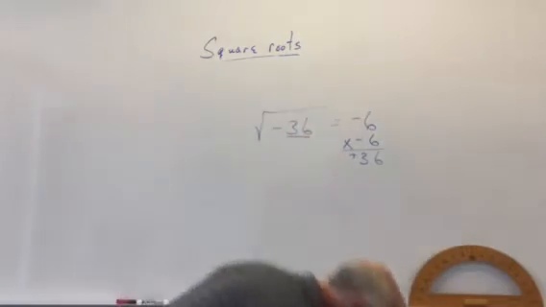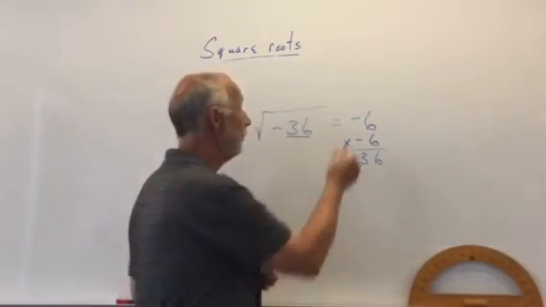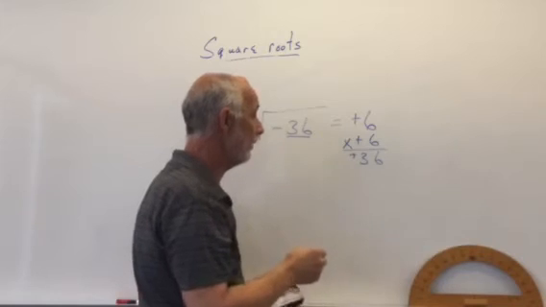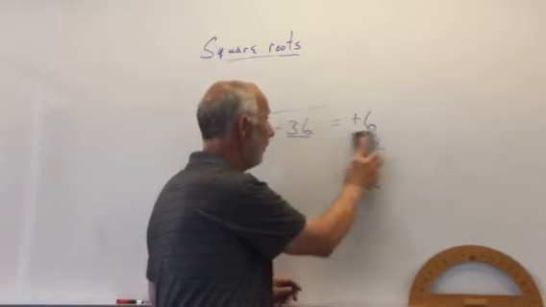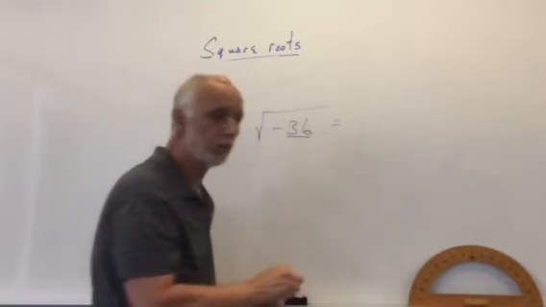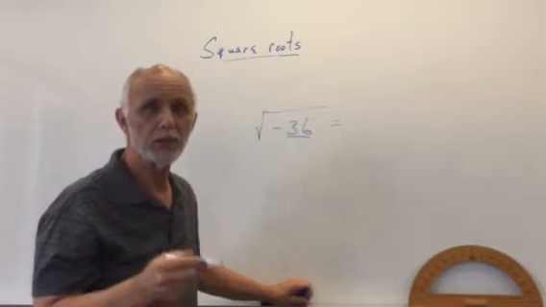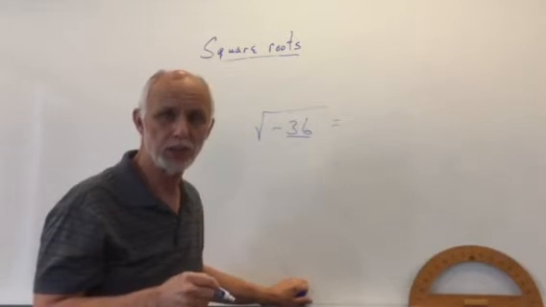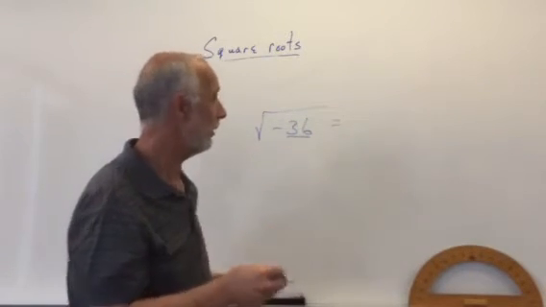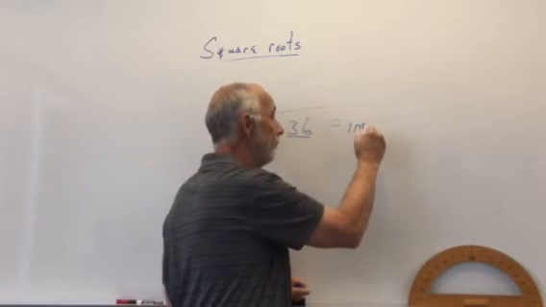And again, you can't make them both positive either, because a positive 6 times a positive 6 is a positive 36. So you say, well, the answer is a negative 6 times a positive 6? No, because square root means multiplying a number times itself, not times its opposite. And you say, well, what's the answer to this? And the answer is impossible.